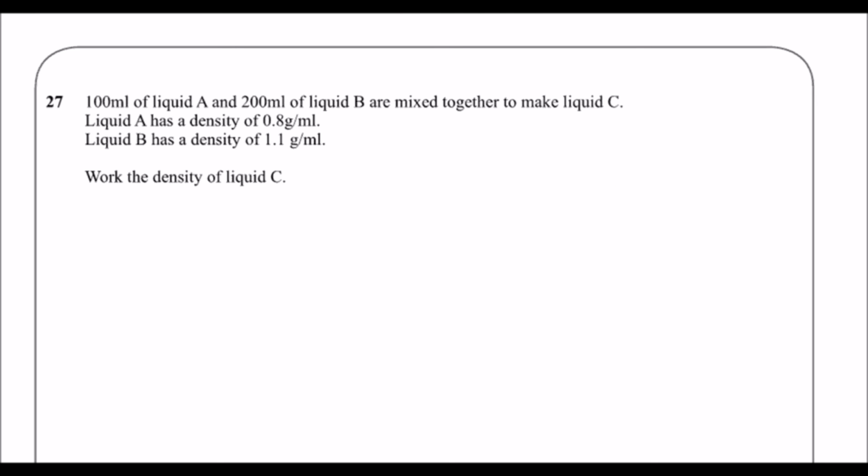Question 27. 100 milliliters of liquid A and 200 milliliters of liquid B are mixed together to make liquid C. Liquid A has a density of 0.8 grams per milliliter. Liquid B has a density of 1.1 grams per milliliter. Work out the density of liquid C. So density equals mass over volume.